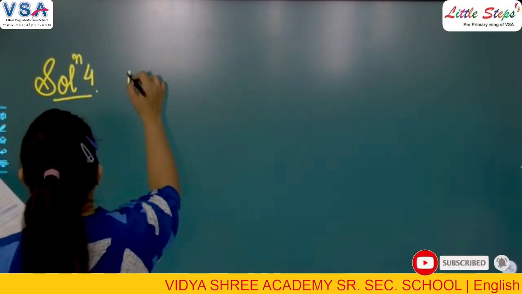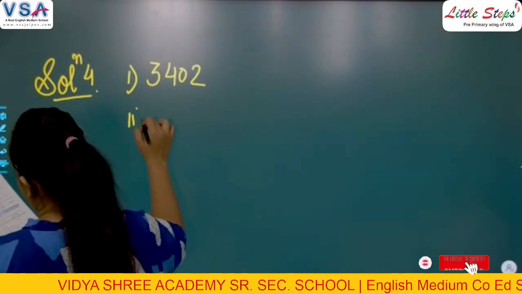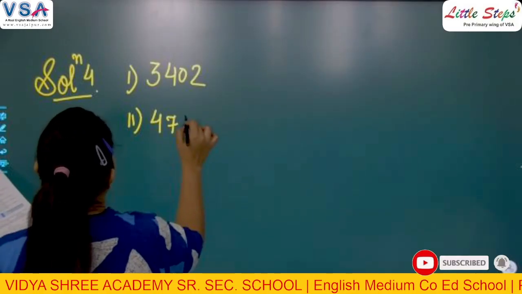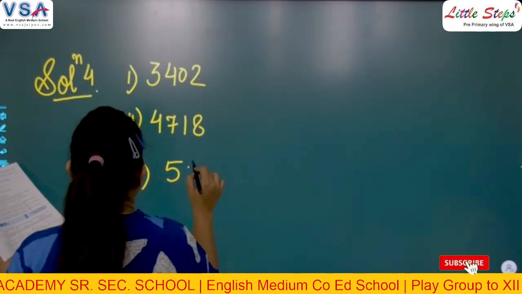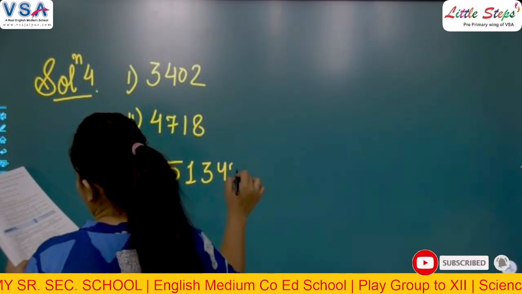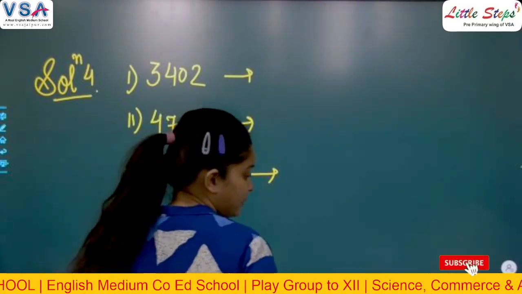Let's round off 3,402. Second one, 4,718. And in third, we have 51,342. Yes. Samriddhi, come. Who wants to come now? Come.